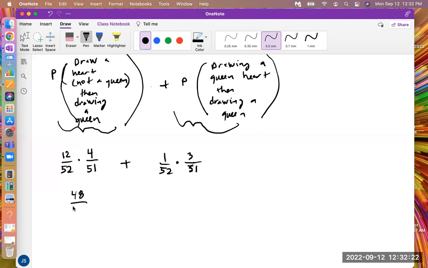So before you start some of these problems, you have to kind of ask yourself, could the event they're asking be satisfied in more than one way? And that's 3 over 2,652. And then I add those together, that's 51 over 2,652.